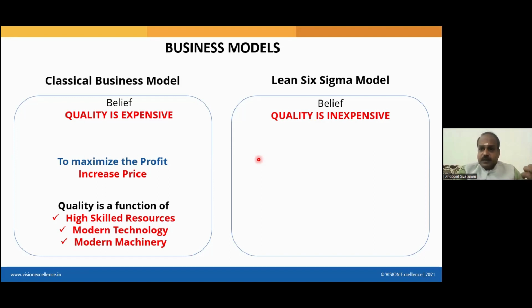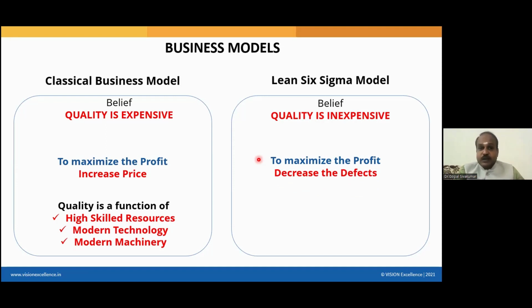That means your manufacturing cost is going to go down. So the product price is 100 rupees. Earlier your manufacturing cost was 80 rupees. Now what happened? Your manufacturing cost goes down to 70 rupees. Without increasing the price, you are able to maximize your profit, isn't it? Your profit increased from 20% to 30%.